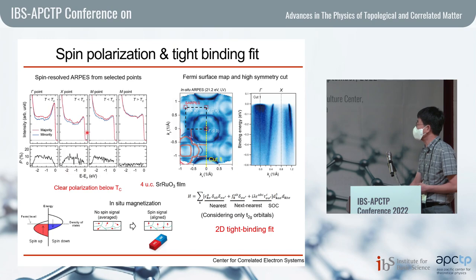First of all, we took spin ARPES data, again, by magnetizing the system in situ. Then we can do spin ARPES, and above TC, the spin goes away. Meanwhile, below TC, we have a spin polarization. If we look at the band structure of 4 unit cell, very thin film, we have pretty complex Fermi surfaces, but we can fit the data using a tight binding model, and we can start from there.